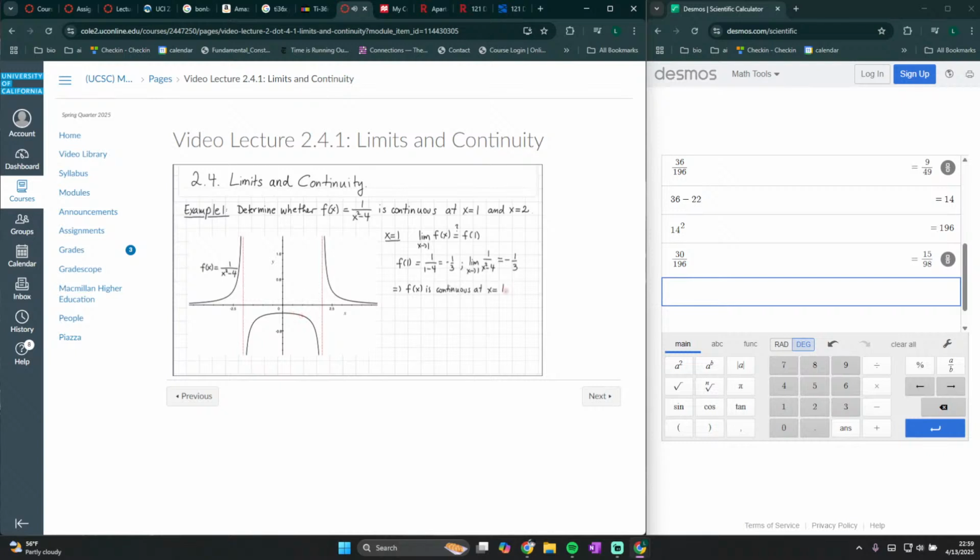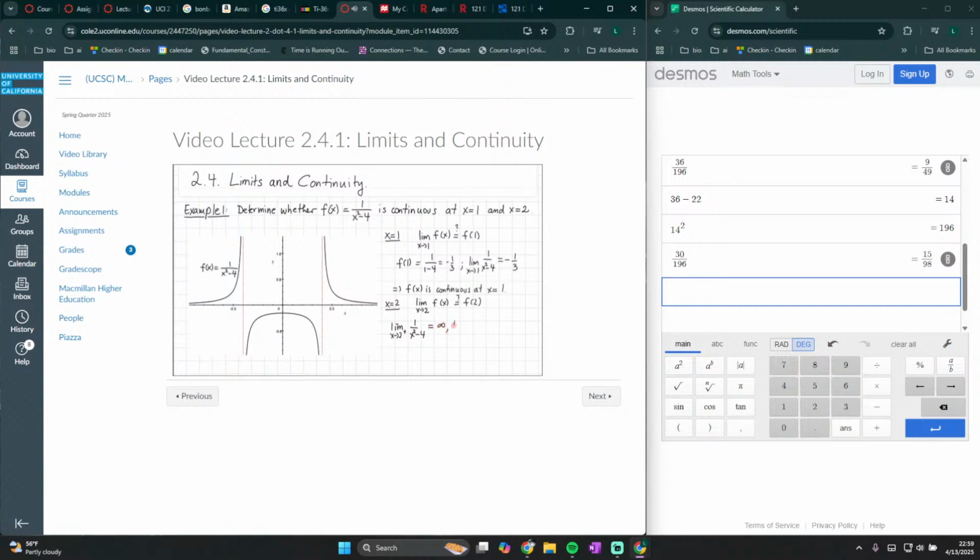Now let's investigate what happens at x equal to 2. Again, the question we need to ask is whether the limit as x approaches 2 of f of x is equal to f of 2. The limit as x approaches 2 from the right, as we have seen in previous examples, and can also see from the graph, is infinity, because as x approaches 2, f of x becomes arbitrarily large.